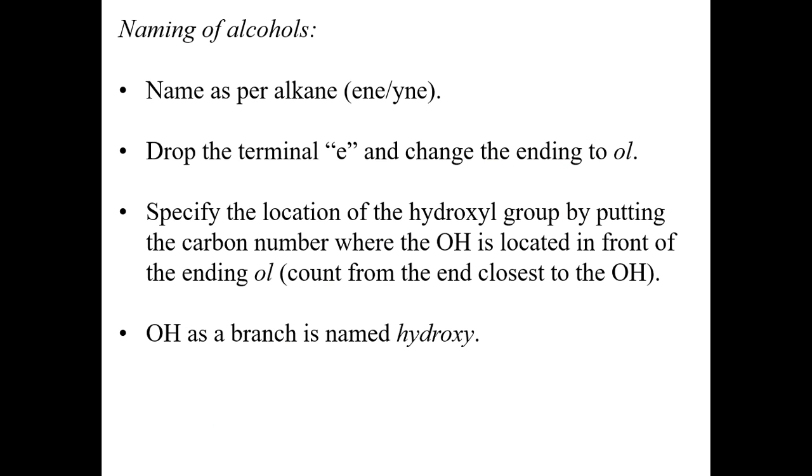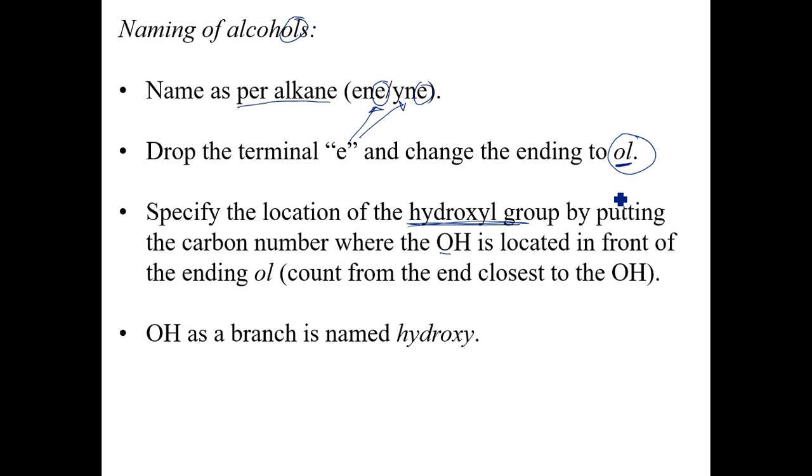So naming of the alcohols, just like we saw before, start off just by naming it as we would with an alkane, an alkene, or an alkyne. Now the final E, that's the terminal E. What you're going to do is simply change it to an OL, just like the ending in the word alcohol itself. You do need to specify the location of that OH or hydroxyl group. And we do this by putting a number in front of the name OL for where that hydroxyl group is located on the parent hydrocarbon chain.